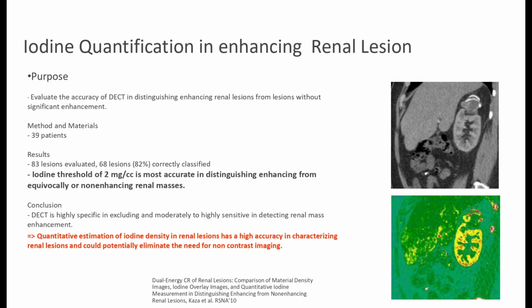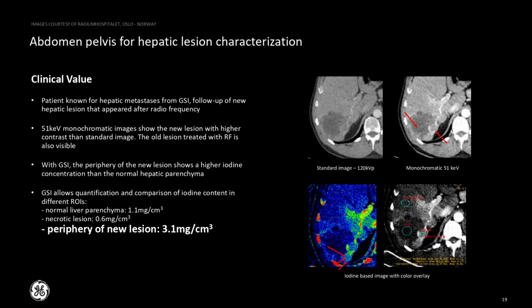The other thing you are asking about is monochromatic images. When you change your monochromatic images to a lower KEV, your sensitivity and specificity go up. So, for example, metastatic lesions, of course, this is iodine concentration. You can see at the arterial phase, it's 2.